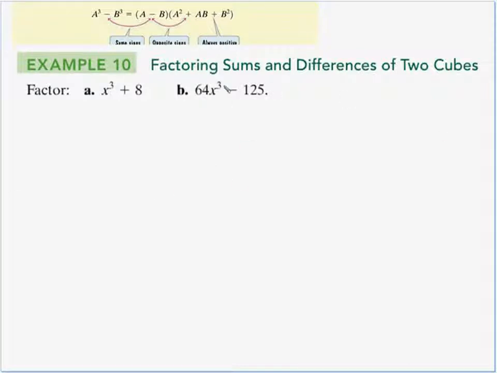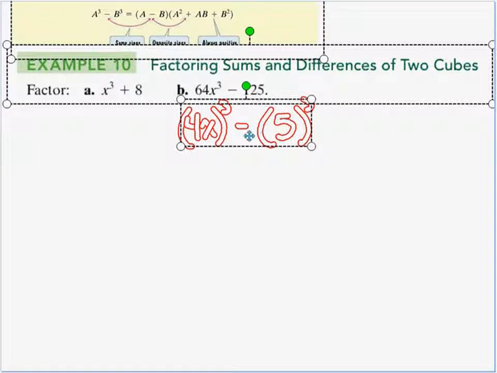Okay, let's try it for this one. So 64x cubed is something cubed minus, and 125 is something cubed. Well, the cube root of 64 is 4, and the cube root of x cubed is x. So here we have a 4x, and that's quantity cubed. And then 125, well, that's 5 cubed. So that is going to help us create our binomial.